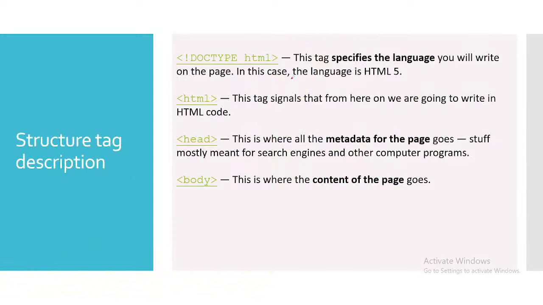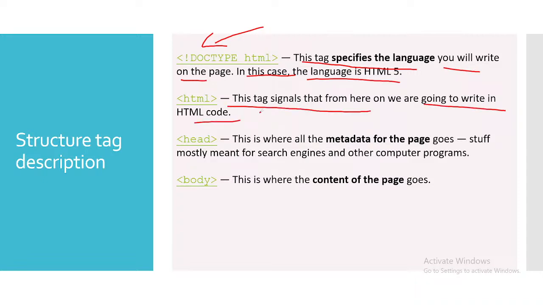And then see here, this doctype HTML tag specifies the language of the web page. Currently HTML5 is the latest version. So if you mention this doctype HTML, the currently updated version is going to be taken. Then the HTML tag signals that from here on we are going to write the HTML code. Just now I told you this HTML tag tells the browser that from here onwards we are going to start the HTML code.